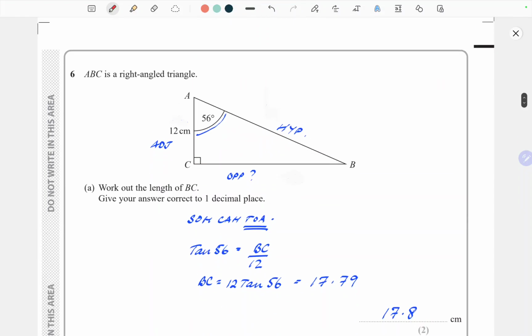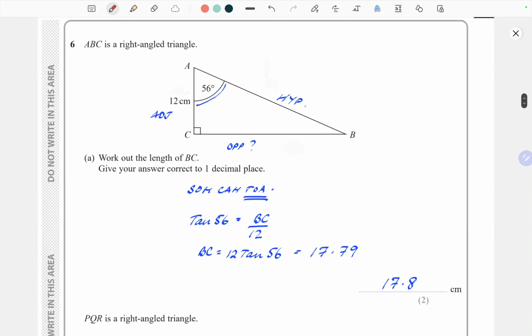All right. Right, number 6. Again, another right angle triangle, this time SOHCAHTOA. All right. And for the angle, the 56 that we have here, this is the opposite side. That's the adjacent. And this is the hypotenuse. All right. So in this case, because we know the adjacent and we want to find the opposite, the one that links the opposite and the adjacent is tan.